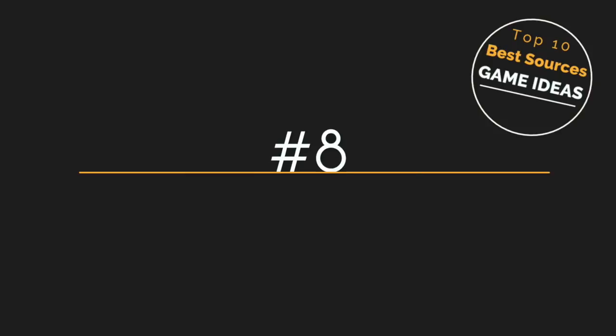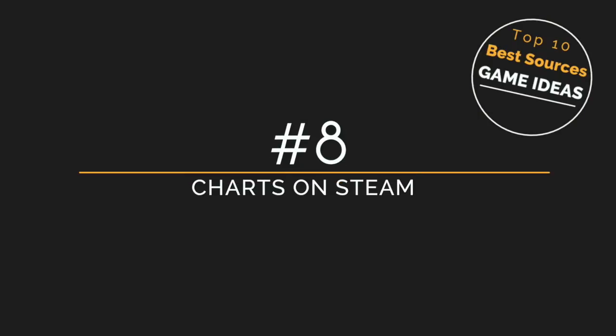Now, the next one on our list, number 8, is a really fun one. It's Steam. Looking at charts on Steam. Now, again, before we get into this, it's important to know what platform you want to release on. Are you making a mobile game? If you are making a mobile game, it's probably going to be a smaller development time or creation period because it's not going to be as complicated.